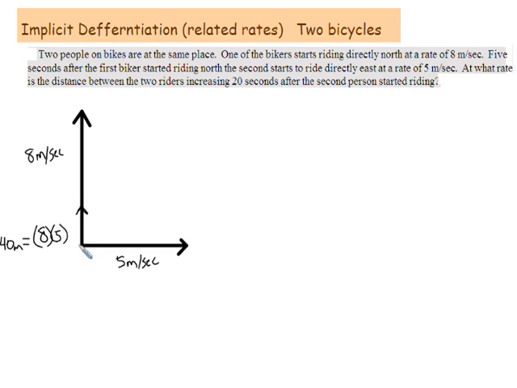Okay. So now, let's read the rest of the problem. It says, at what rate is the distance between the two riders increasing 20 seconds after the second person started riding? Okay, well, they're talking about the actual hypotenuse of this scenario here. So the equation that brings it together is the Pythagorean theorem. So I'm going to go ahead and write the Pythagorean theorem down here. C squared is equal to A squared plus B squared.